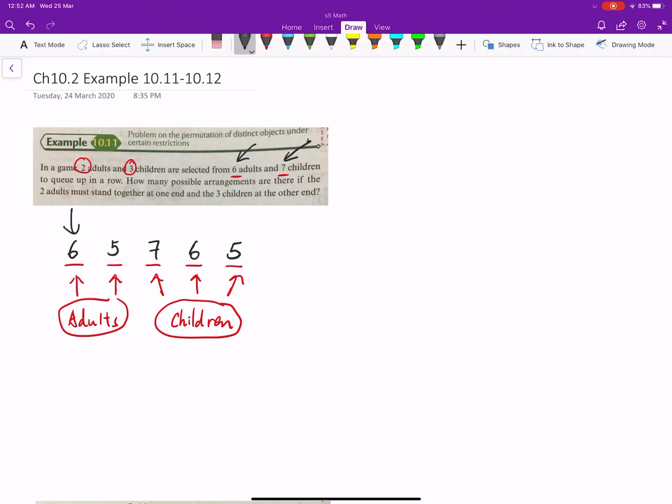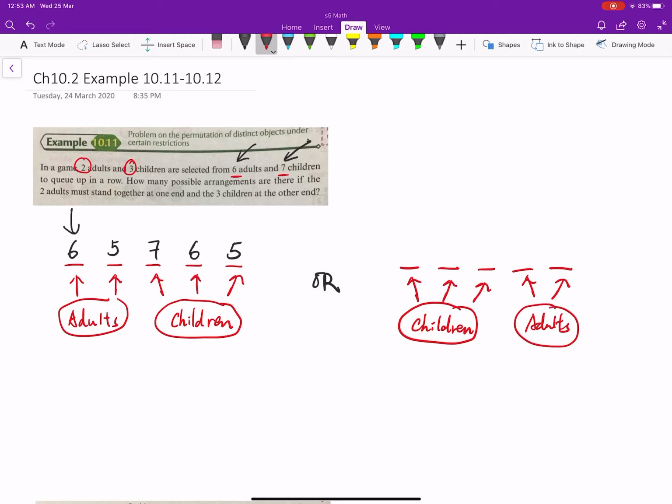But actually, there is another situation that also satisfies this question. You can still have 5 spaces, but this time the left hand side is children, while the right hand side is adults. So similarly you will get 7, 6, 5 for the children and 6, 5 for the adults. Then you can imagine these 2 are the same, the total number is the same, so you can get the final answer.